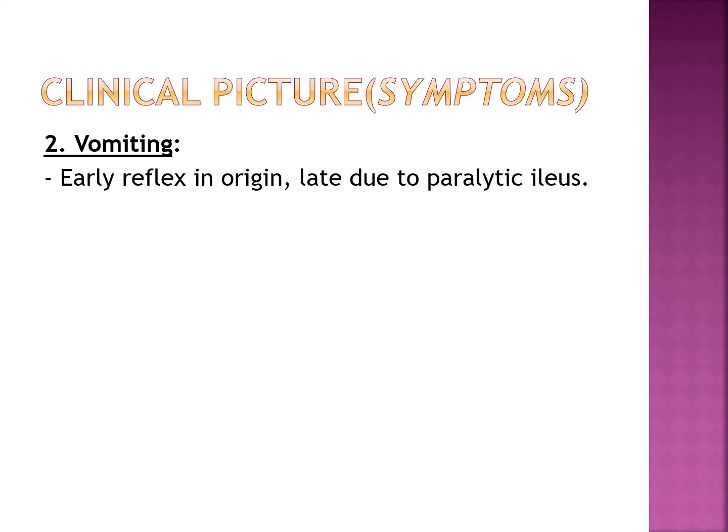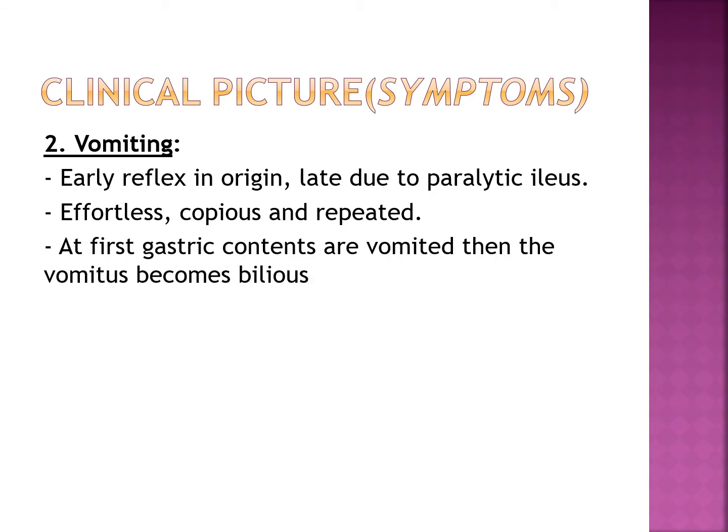At first it is reflex vomiting in origin, due to irritation of the parietal peritoneum and due to severe pain. But later on, because of the paralytic ileus, as we have mentioned before, which is a defensive mechanism helping to localize the site of infection, with accumulation of fluid into the small bowel and then into the duodenum and then into the stomach, with subsequent vomiting, which is effortless, copious, and usually repeated. Of course, at first it will be gastric content, then it becomes bilious, and in long-standing cases with paralytic ileus, if left untreated, the vomitus might become feculent vomiting.